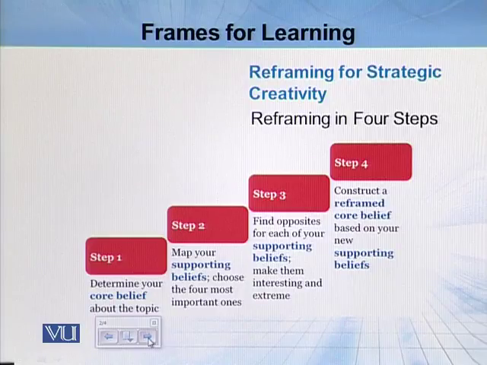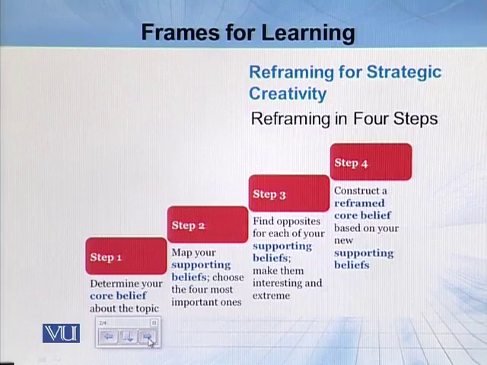And then you go to step 4. Step 4 is where you begin to reframe the core belief, and this will be based on new supporting beliefs which you have developed from the questioning process. So step 4 is where the concepts will be looked at differently and understood differently by the reflective practitioner.